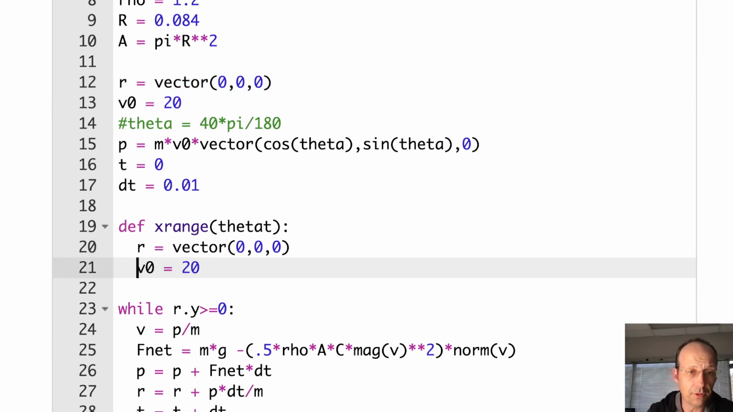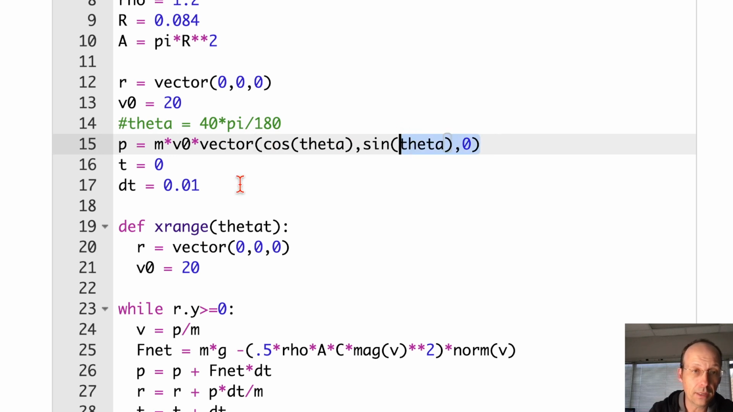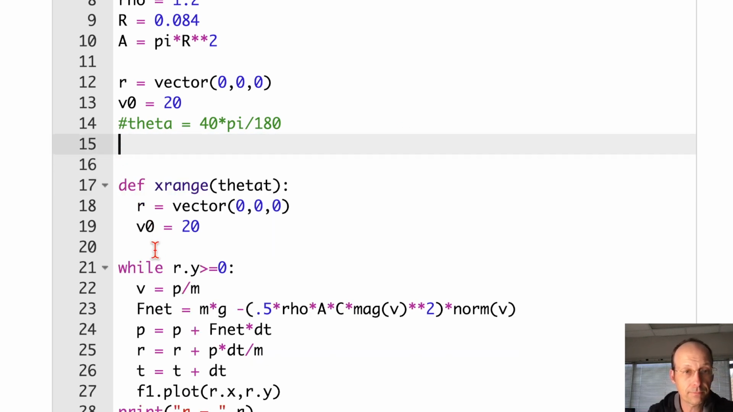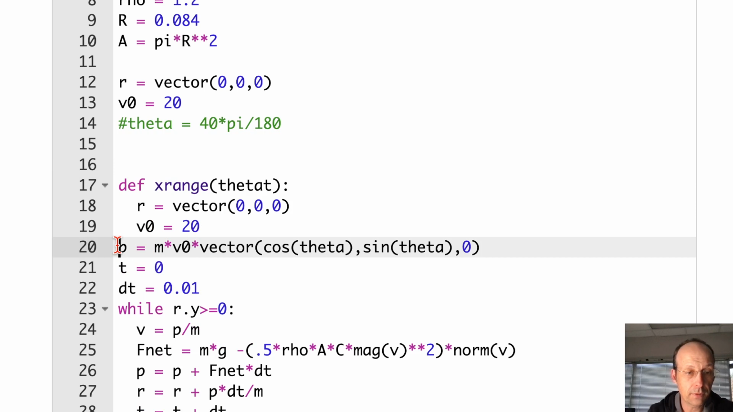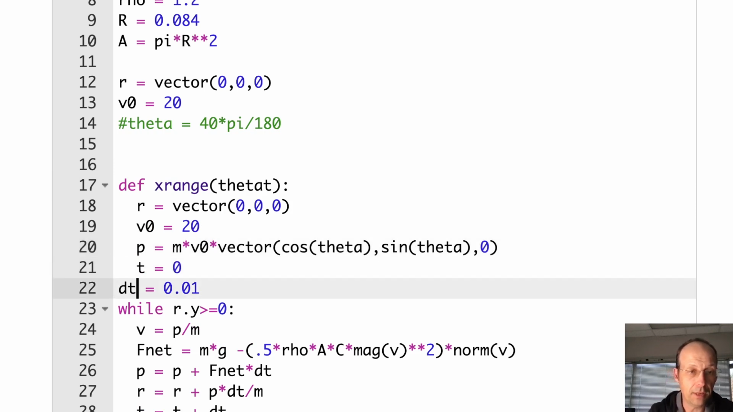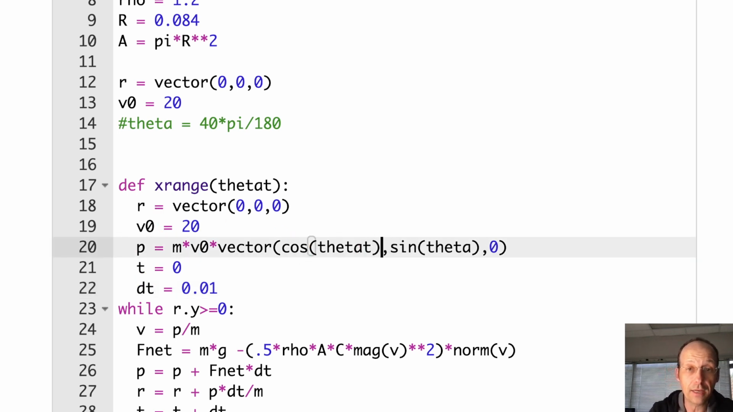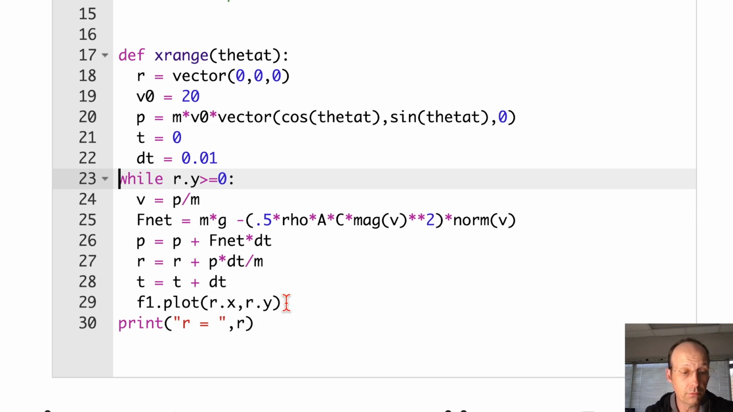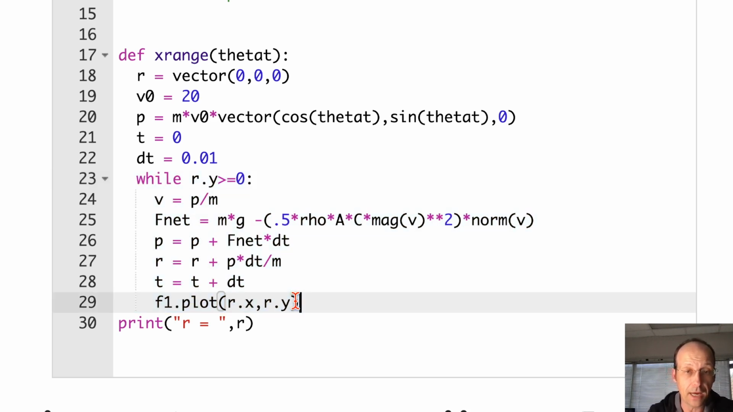I want to include those because I need to reset those. Okay, V0 I'm going to include in there. I need to put in there, and this I need to put in there. And I need to tab and indent, because I need to reset the time, I need to reset the position, I need to reset the initial momentum, I need to calculate the momentum, and this is going to be theta t, because that's the variable I'm passing to the function. And then all this stuff I'm going to do, so I'm going to tab that in. I'm not going to plot it.